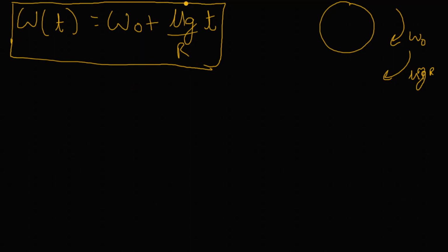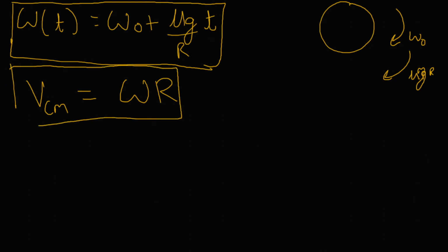What are we asked to find, by the way? The question asked us how long it will take for the ring to achieve pure rolling. Now let us see what pure rolling means. Pure rolling means the velocity of the center of mass is equal to the angular velocity times the radius. So this is the condition for pure rolling. Now how are we going to do it? We know velocity as a function of time, and we know angular velocity as a function of time. We know both of these. So let us try to form an equation like this.